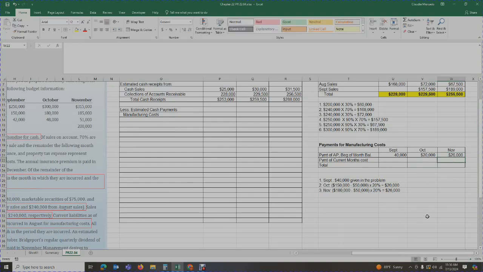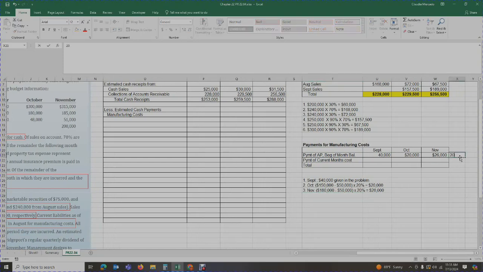So just remember, we are responsible to pay 20% of manufacturing costs the month after they are incurred, and then we pay 80% in the current month, which is what we're going to calculate next. We started off calculating what we're going to pay the future month. Now we're going to calculate how much we are going to pay this month. For the future month, it's 20%.